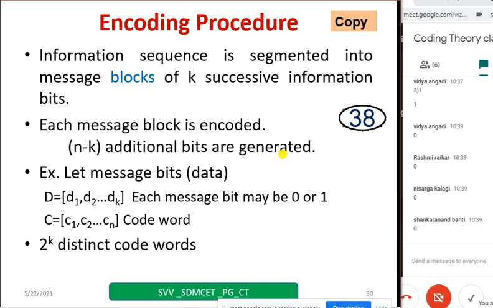Whether n is a bigger number or k is a bigger number. Can you type in the chat box? Is n greater than k or is k greater than n?